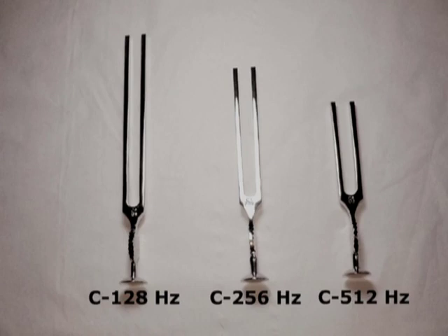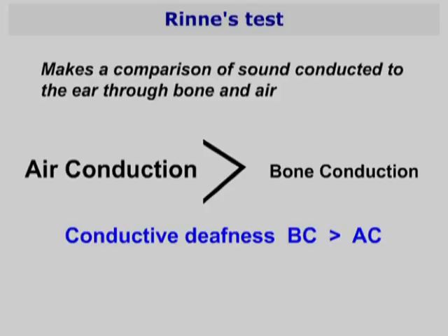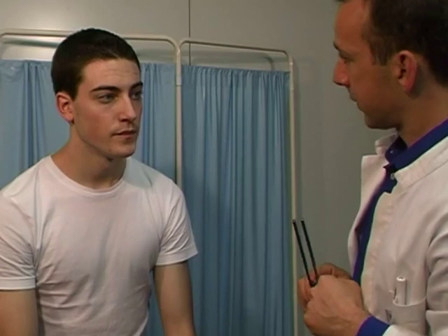Now, using the tuning fork, assess for conductive or sensory neural deafness. Use a vibrating tuning fork frequency of 512 Hz. Rinne's test makes a comparison between air conduction and bone conduction of sound. In a normal person, sound conducted to the ear through air is better than that conducted through bone.